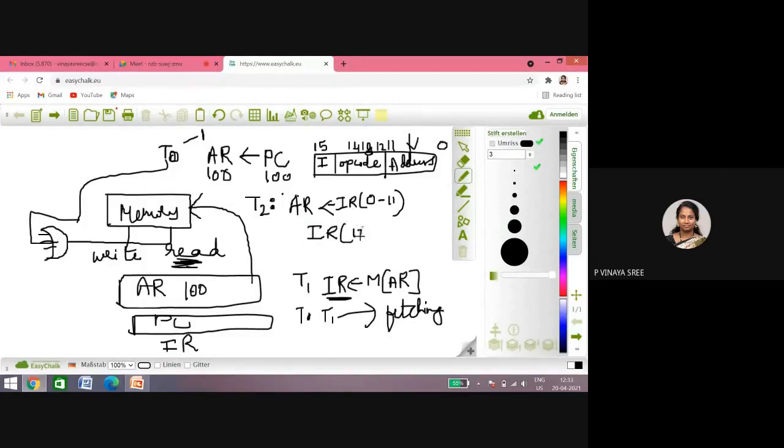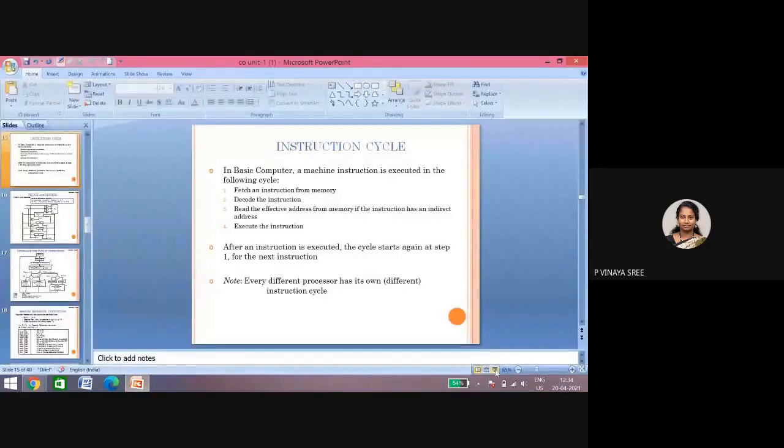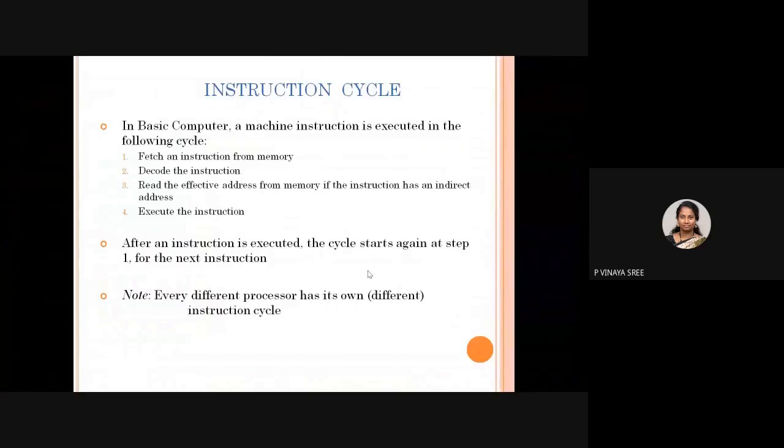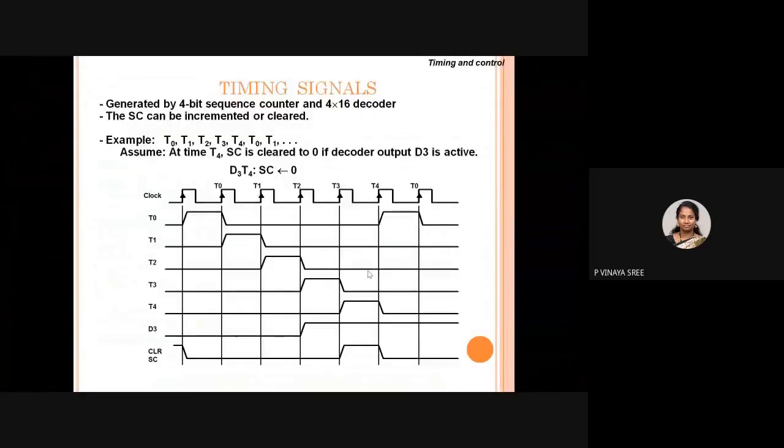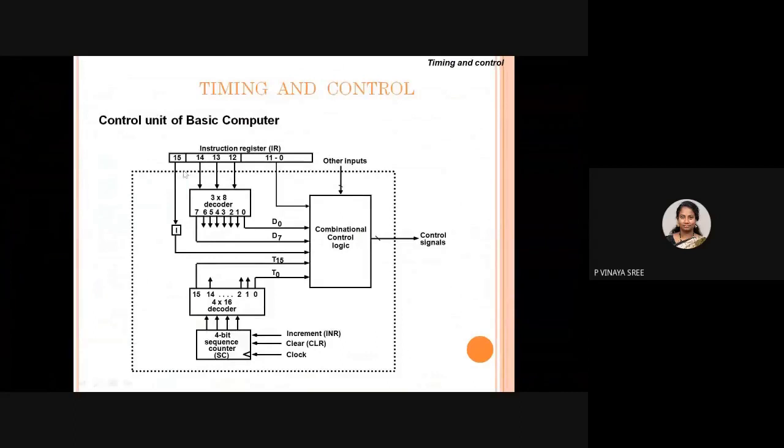IR 12 to 14. Where do we need to send this? We need to decode that, no? Then only we can identify what operation is mentioned there. So for decoding, we have studied one, called the decoder. See here, 12, 13, 14 we send to the decoder so that it generates a corresponding output. Based on that, we'll be deciding whether it is a memory reference instruction.